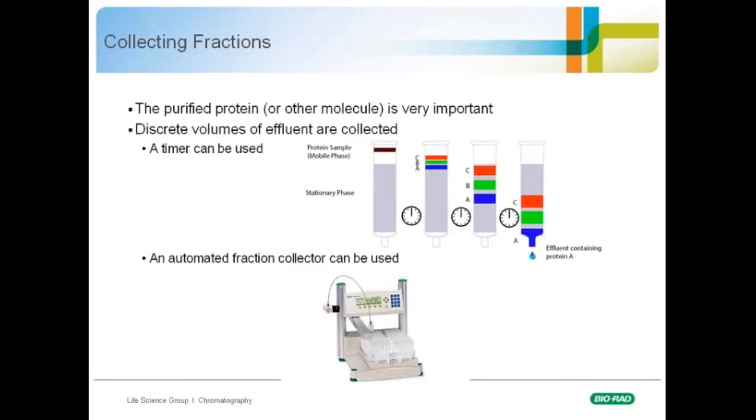Now, this is the least efficient way to collect fractions. Most people use an automated fraction collector, as you see below. And the automated fraction collector, in combination with your chromatography system, can use parameters such as salt concentration, pH, etc., to move from fraction to fraction. And basically, from that, then you can separate out your protein of interest from all the others in solution.